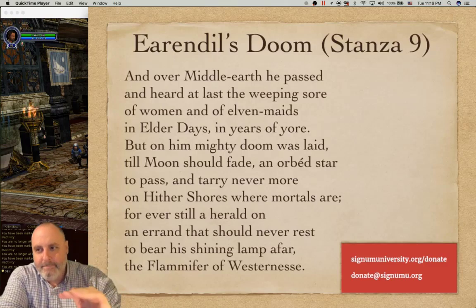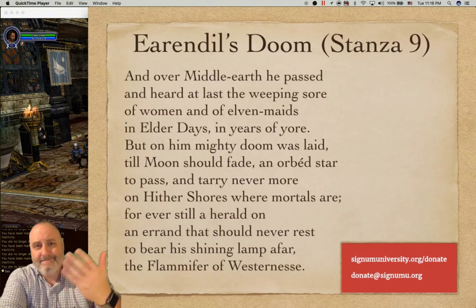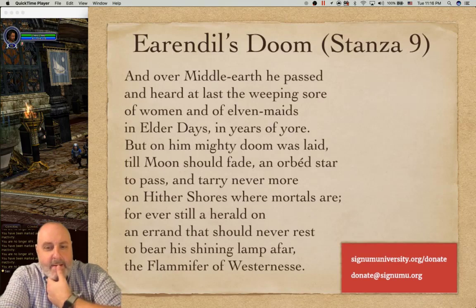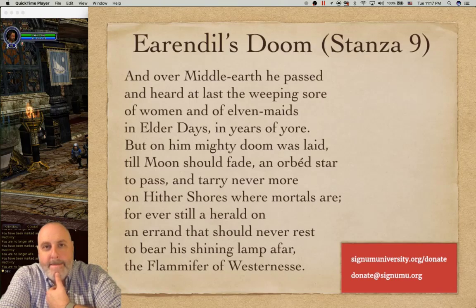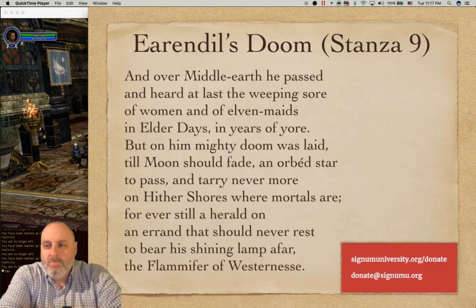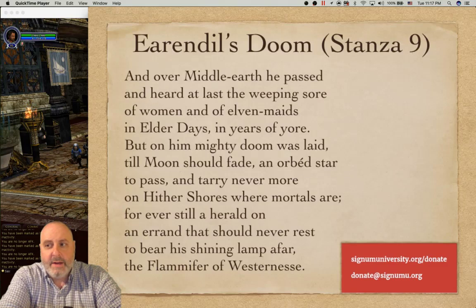There's a dissent in the diction here, right? In the level of the diction, you see? Forever still a herald on an errand that should never rest, to bear his shining lamp afar. That's his job, to bear the lamp. Yeah, errand is not an elevated word. That's not a grandiose word.